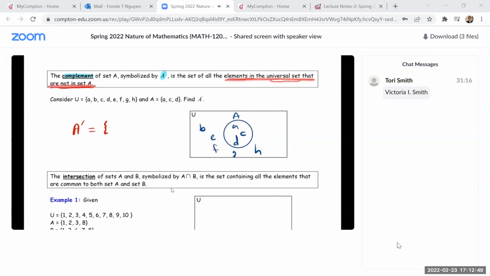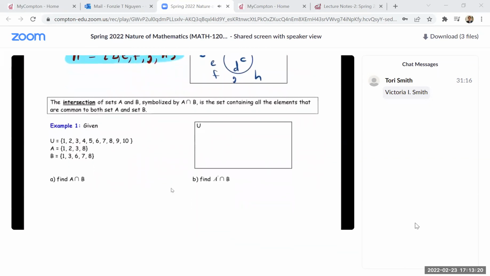Everything in the universal set that's not in A. So what would be B, E, F, G, and H? Yeah, exactly right. It's everything that's outside of A. Outside of A would be B, E, F, G, and H. So that's how you find complements. It's everything outside of the set A.